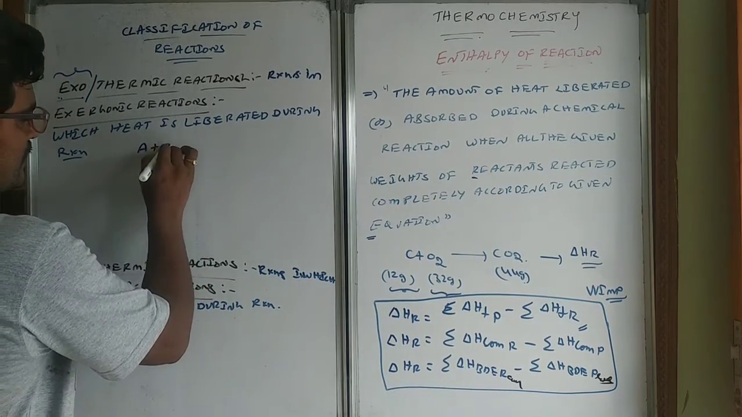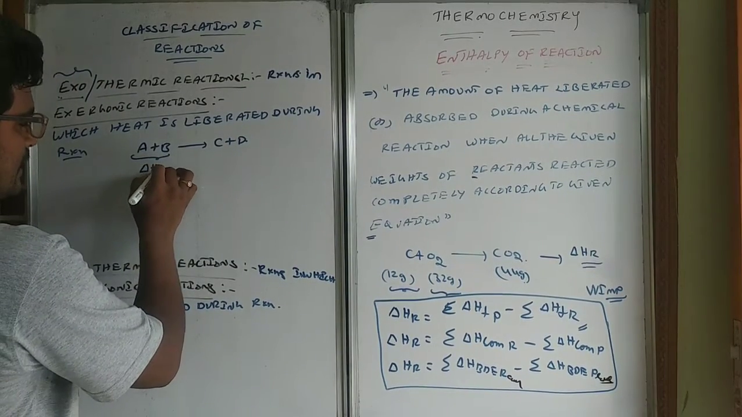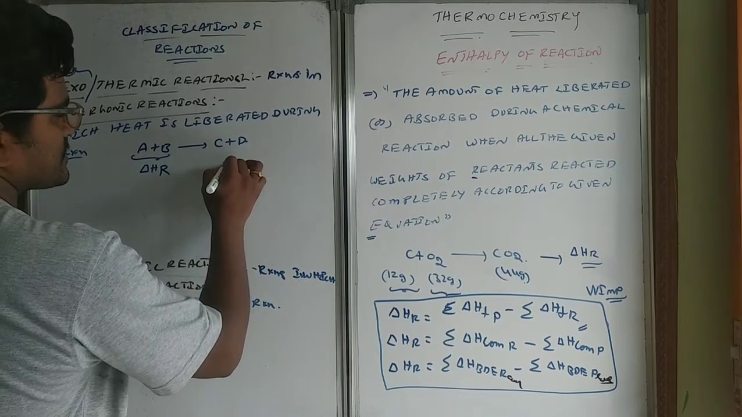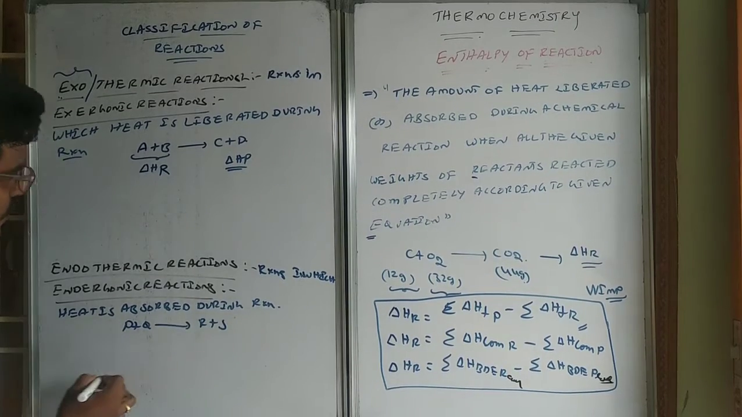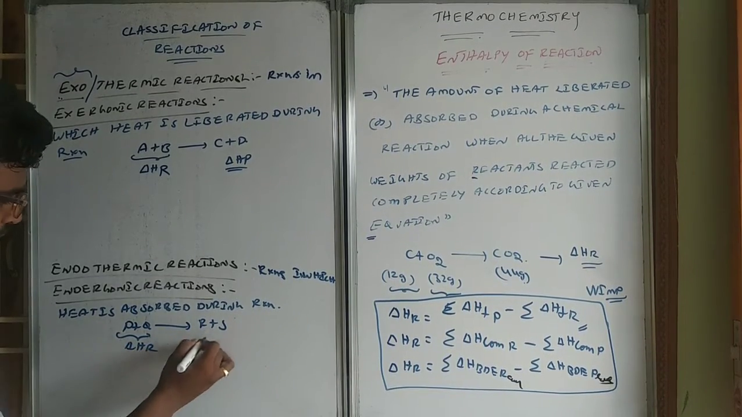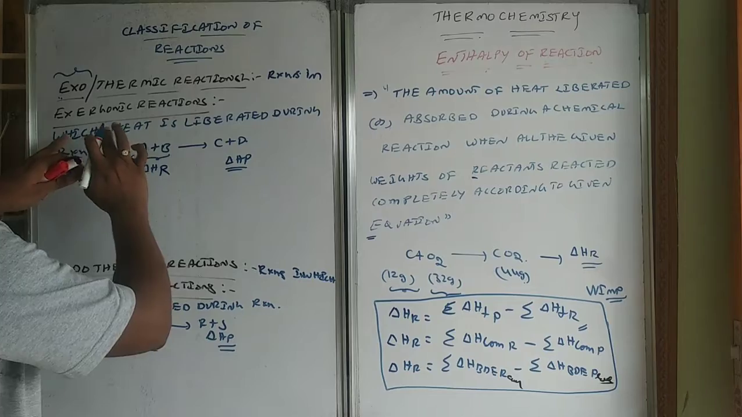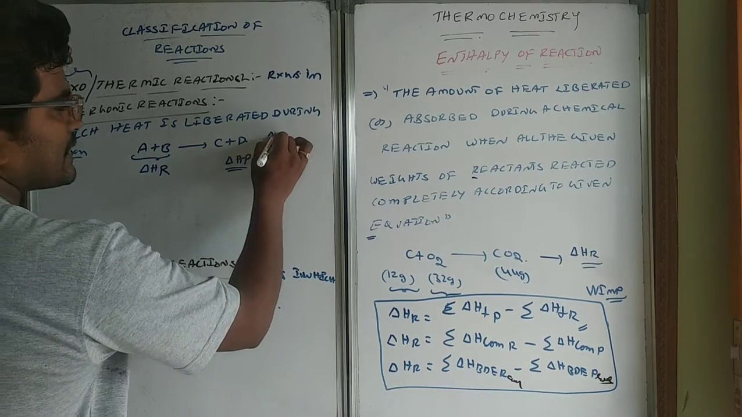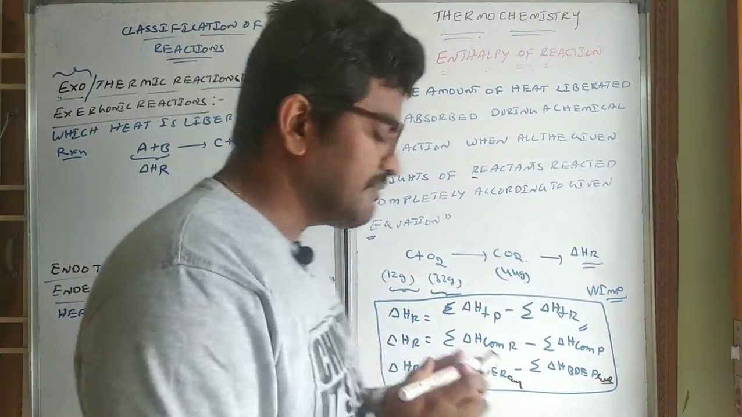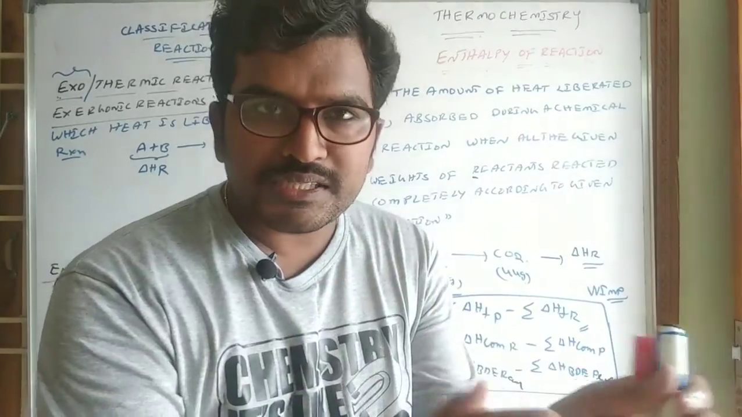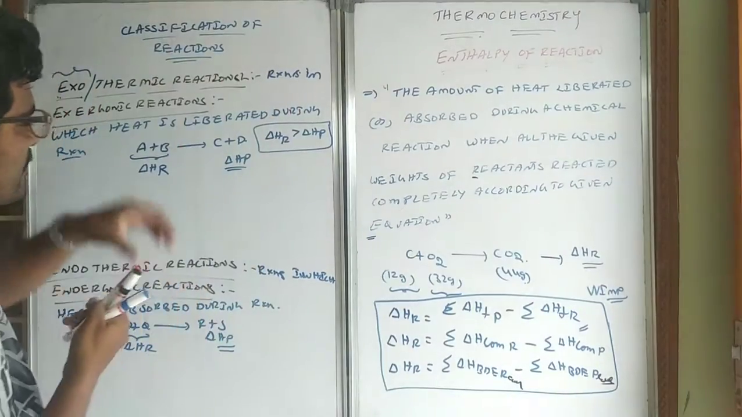Let us take A plus B gives C plus D. The total enthalpy of reactants, enthalpy of products. Let us take this one: P plus Q gives R plus S. Enthalpy of reactants and enthalpy of products will come. During a reaction, heat is liberated means enthalpy of reactants will be greater than enthalpy of products. This is very important. Reactants are there and products are there. After product formation, heat is liberated means the reactants are having more energy, right?